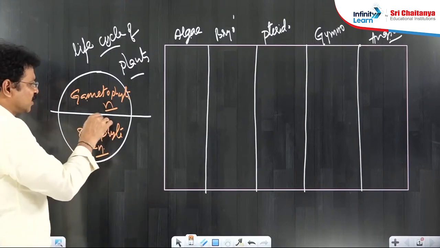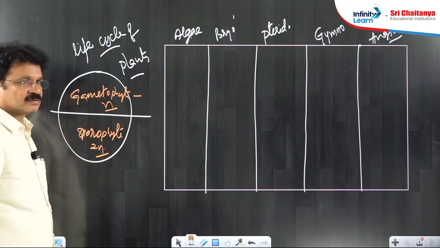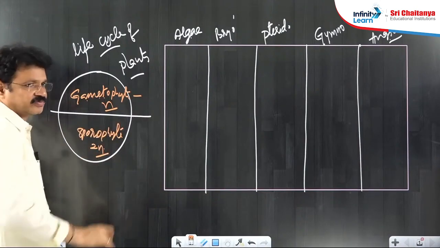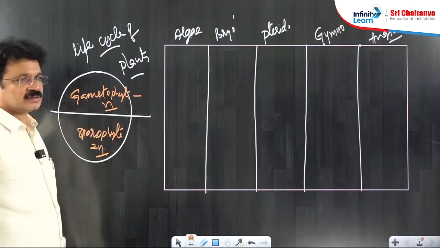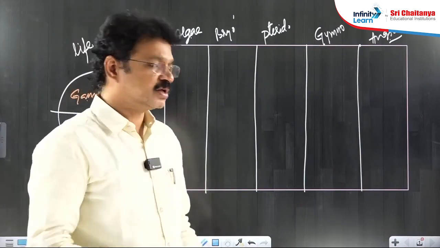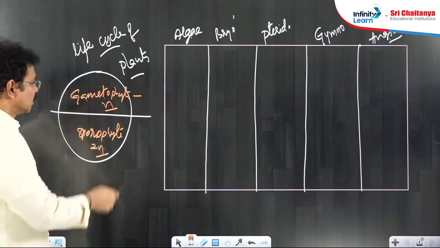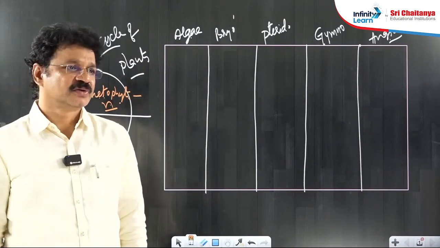Definition for the gametophyte: it is the gamete producing phase or generation. Spore producing generation is the sporophyte. Variation is it is a haploid, it is a diploid. Yes, one more question regarding this life cycle. In these two phases, which one is the independent, which one is the dependent?